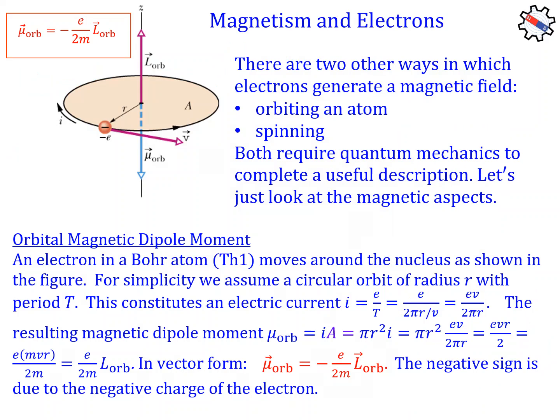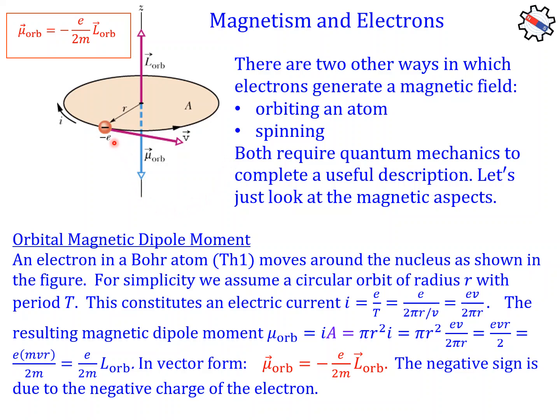There are two other ways in which electrons can generate a magnetic field, albeit from the same principle. One is an electron orbiting in an atom, and another is an electron spinning on its own axis. Both really require quantum mechanics to complete a useful description, but let's just look at the magnetic aspects of it.